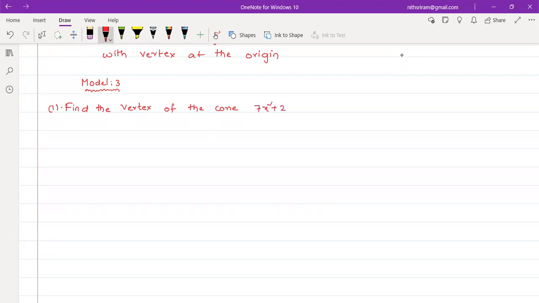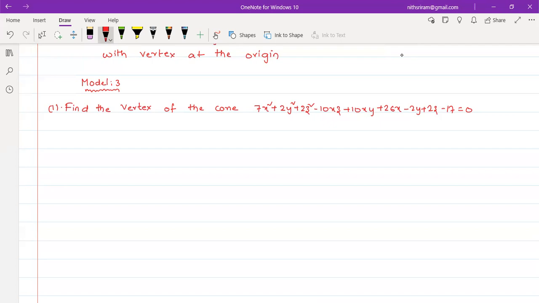plus 2y square plus 2z square minus 10xz plus 10xy plus 26x minus 2y plus 2z minus 17 is equal to 0. 7x square plus 2y square plus 2z square minus 10xz plus 10xy plus 26x minus 2y plus 2z minus 17 is equal to 0.